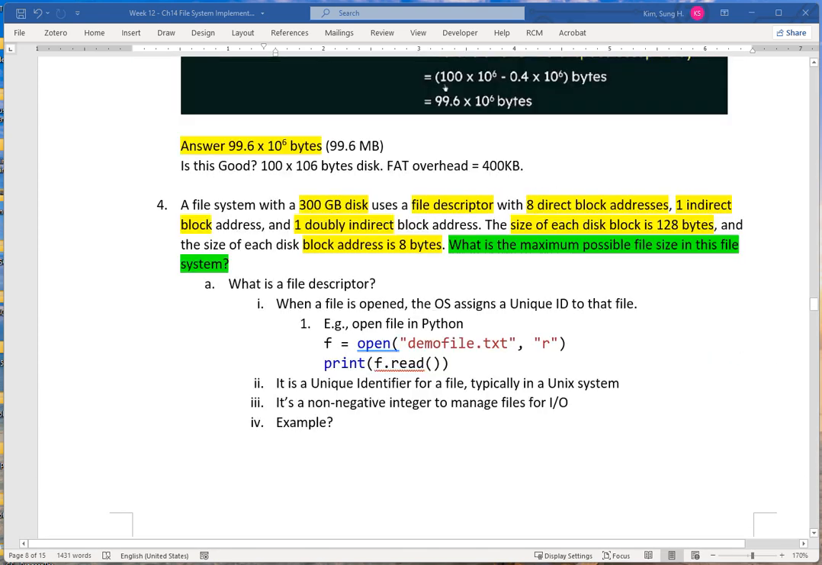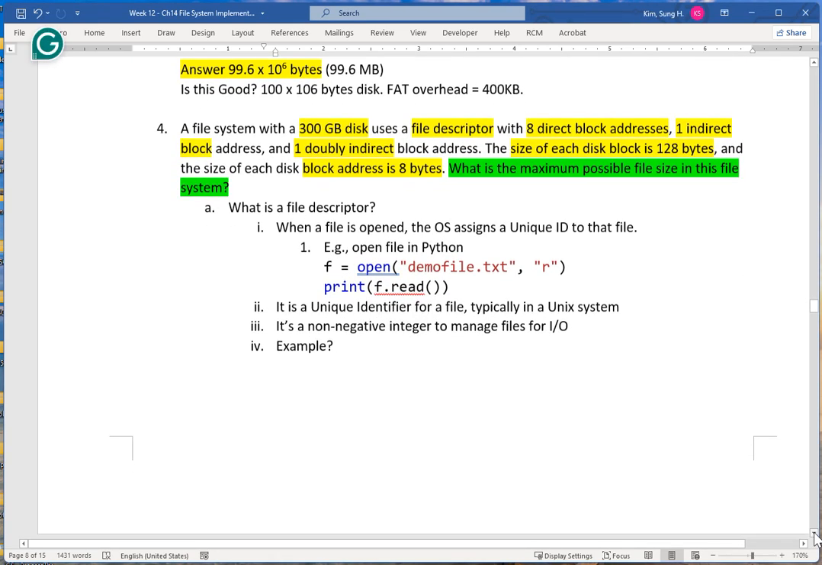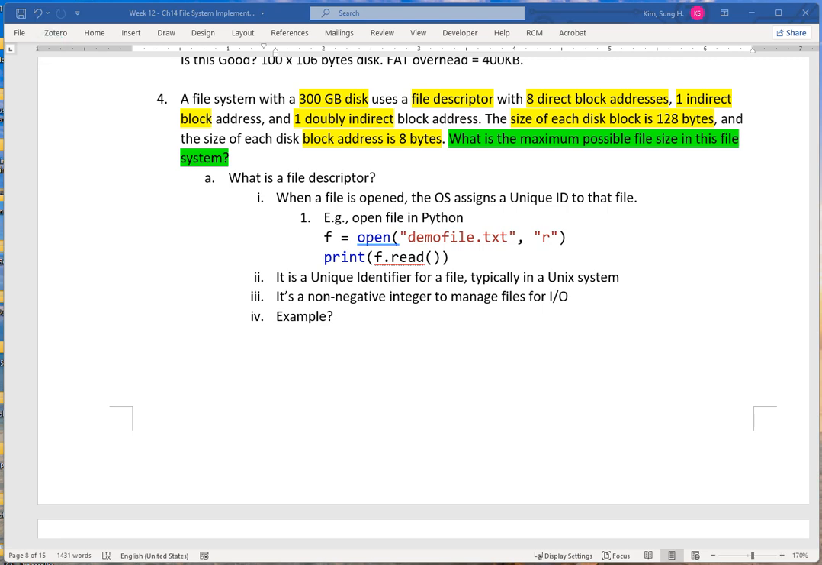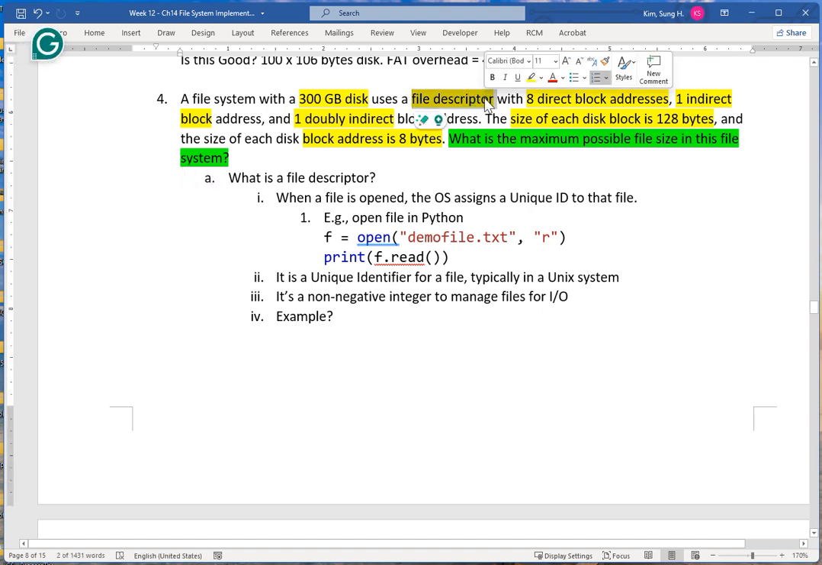Number 4. We're told that the file system has 300 gigabytes. That's more like it. And we're going to be using what's called a file descriptor data structure scheme. It gives us some details about how that is organized: 8 direct block addresses, 1 indirect block, 1 double indirect. And I'll tell you what they are.